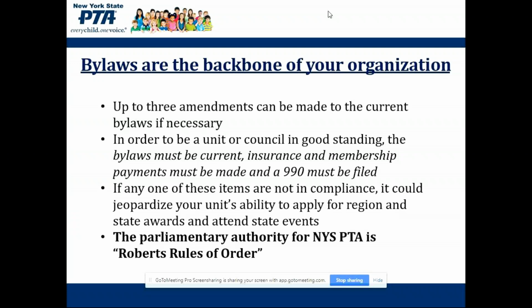In order for a unit or council to be in good standing, there are several things that must be in compliance. First of all, the bylaws must be current. The insurance must be paid, and membership payments must be made, with the first membership payment due October 31st. And the unit or council must file a 990 with the IRS. If any one of these items are not in compliance, it could jeopardize your unit's ability to apply for region and state awards, as well as national PTA grants and programs.